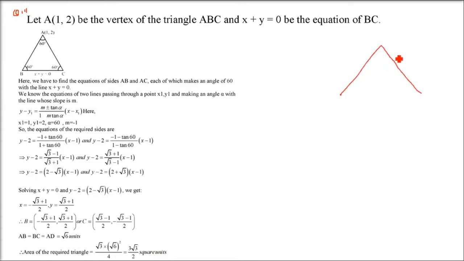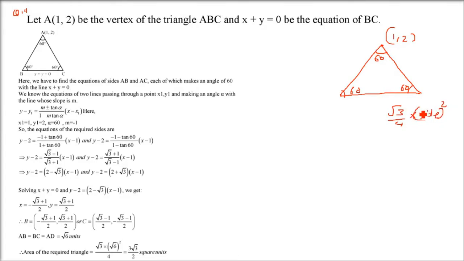So we have a triangle, and from (1, 2) there are two lines, and with the third line it is making an angle of 60 degrees, 60 degrees. What does it mean? The other angle will be 180 minus 120, 60 plus 60. So the third angle will be 60 degrees. Now we have to find the equations and then also the area. What is the area of the equilateral triangle? Root 3 by 4 into side squared.